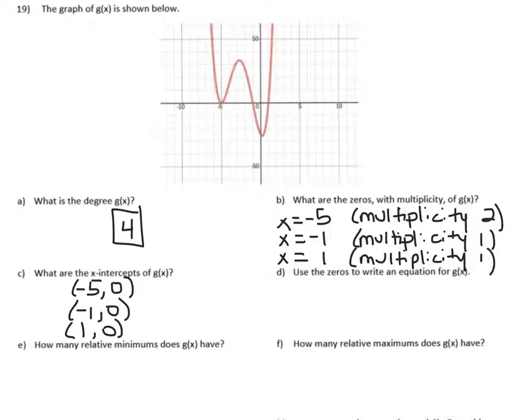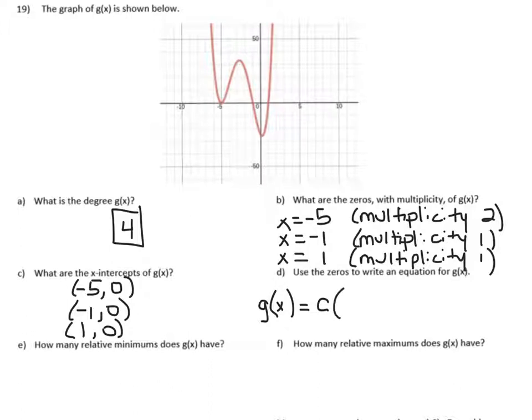Okay, so letter D asks us to use the zeros to write an equation for g of x. All right, so g of x equals. So now at this point, we know we're going to start off using a c to represent some constant that we can have. So if we look at, actually, I'm just going to look above. If we look at the 0 of x equals negative 5, we know if the 0 is at negative 5, the factor would be x plus 5, right? It has the opposite sign.